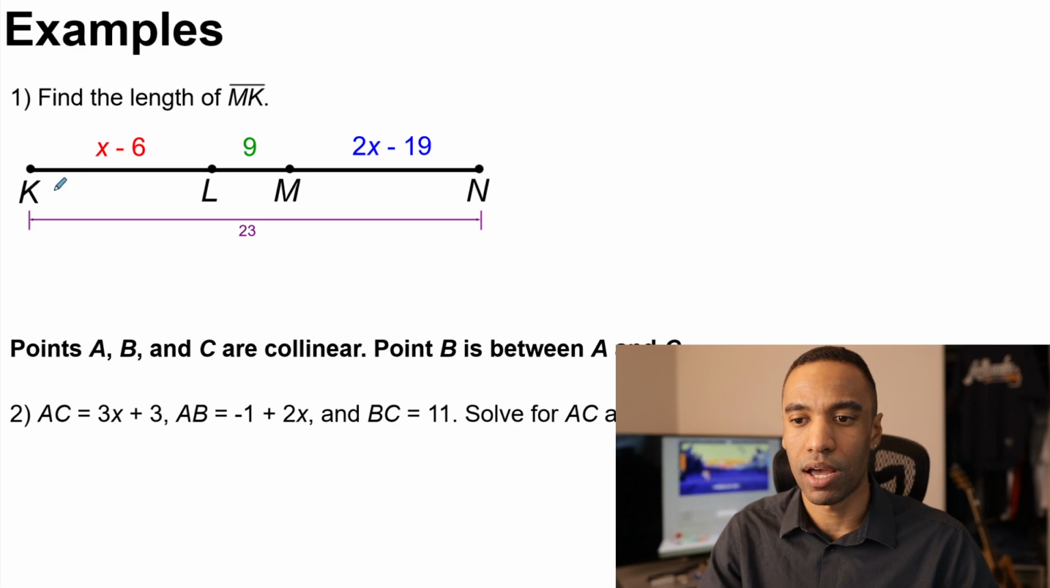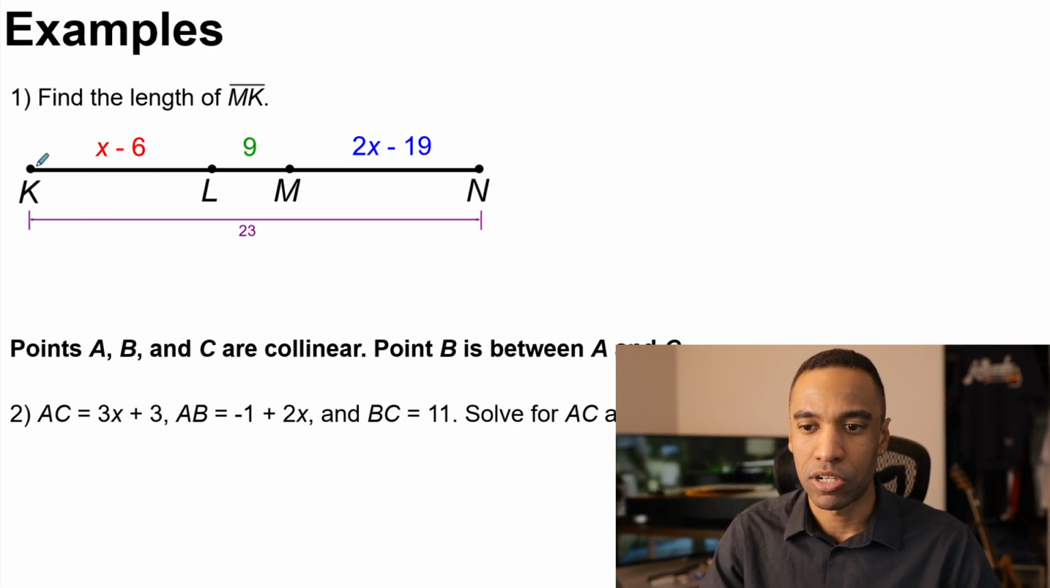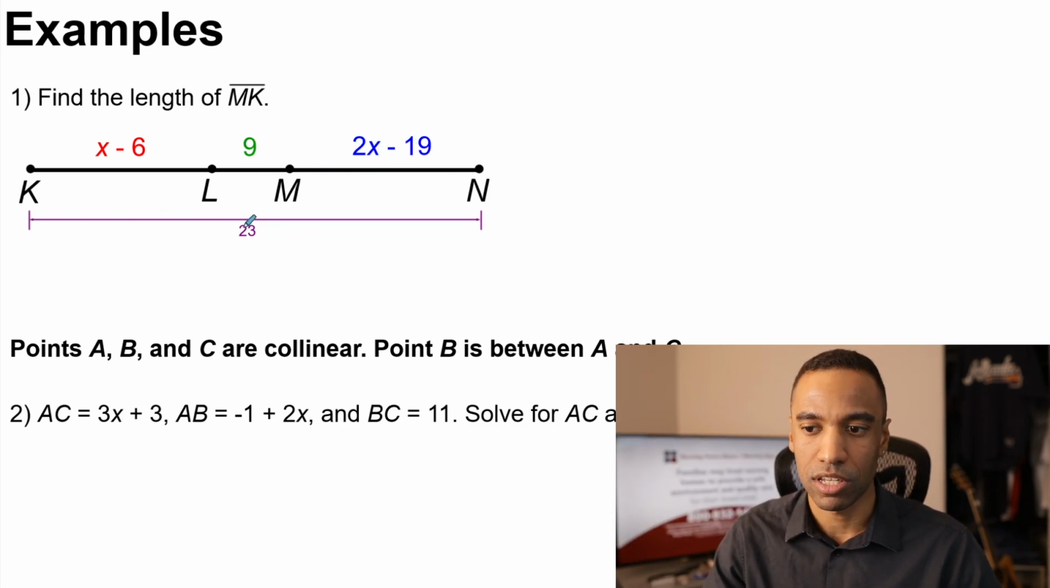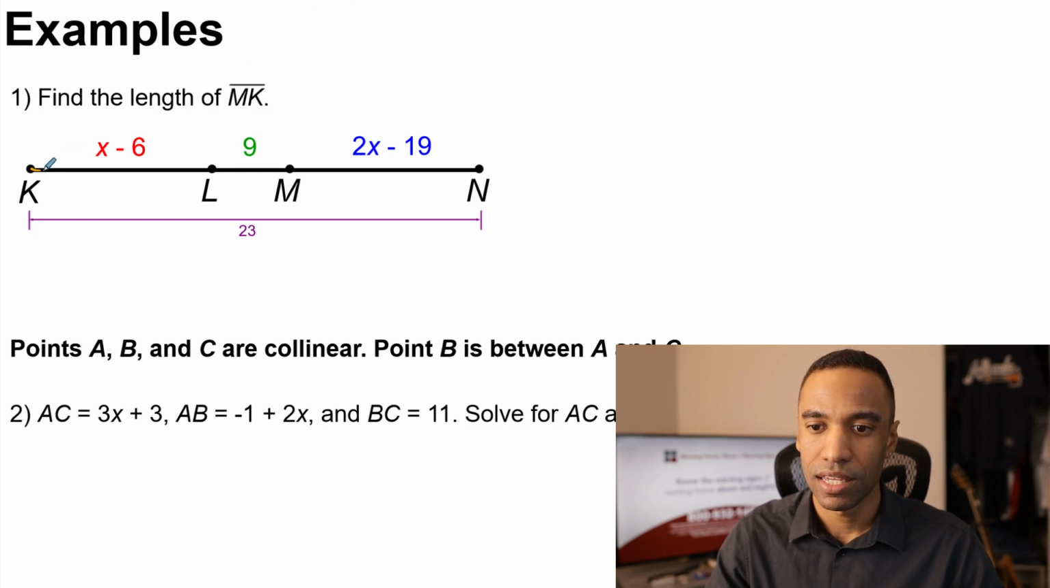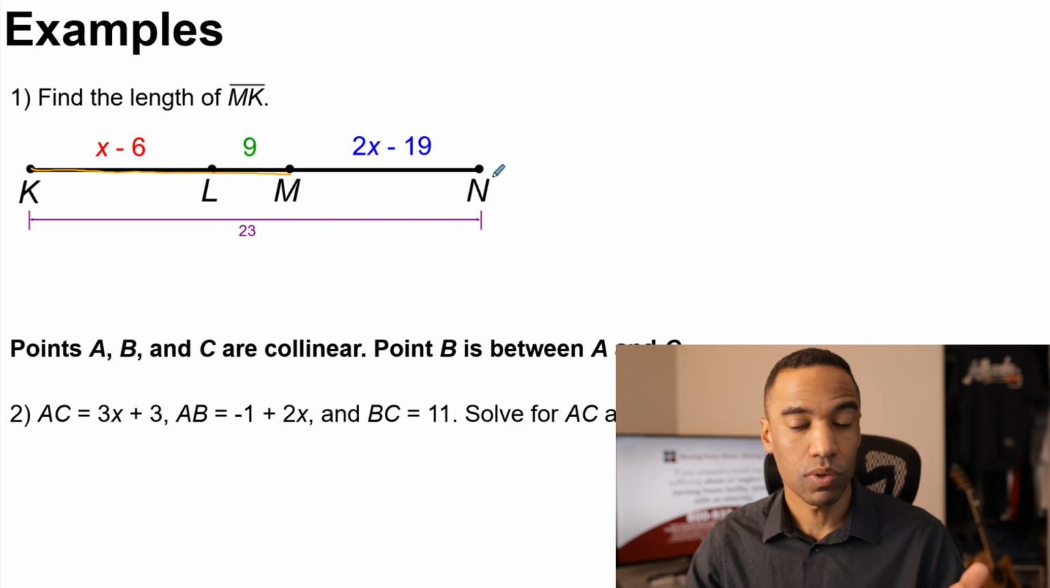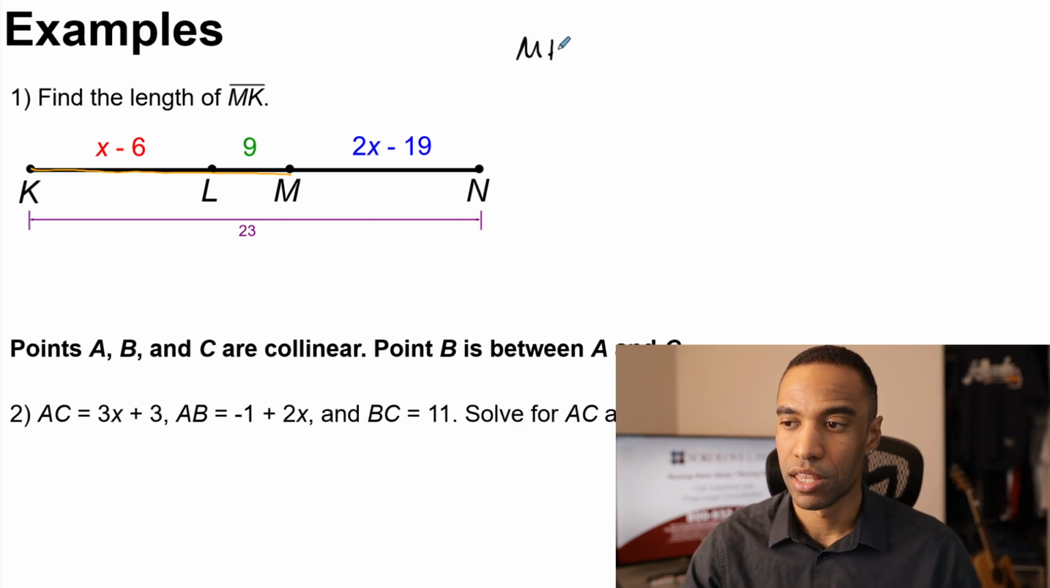So let's take a look at two examples here. Here I have measures of the length of KL is x minus 6, LM is 9, and MN is 2x minus 19. And the entire thing apparently is 23. Let's use this information to find the length of MK. Now MK is this segment right here. So I think what's going to help is if we find out what x is, then we can substitute x into here, add these two together, and I think we'll get our length. In fact, just really quickly, in a nutshell, guys, the length of MK itself is just taking the x minus 6 and adding 9 to it.